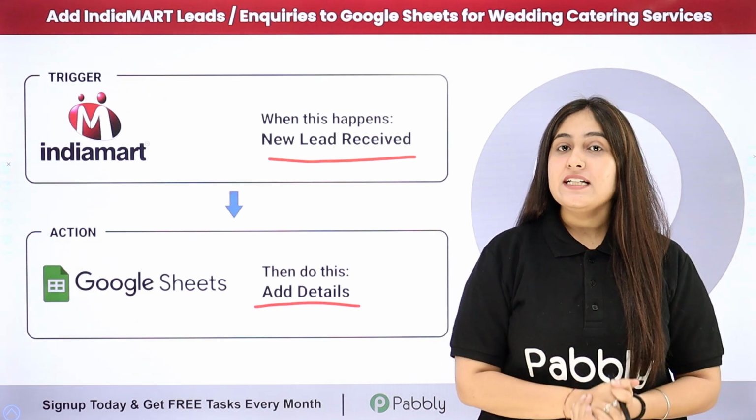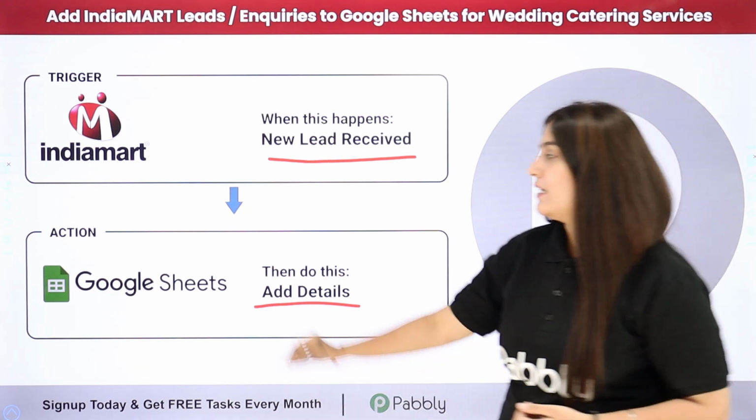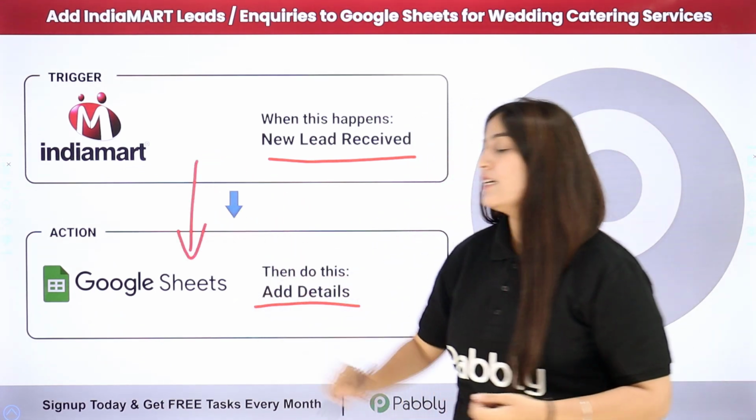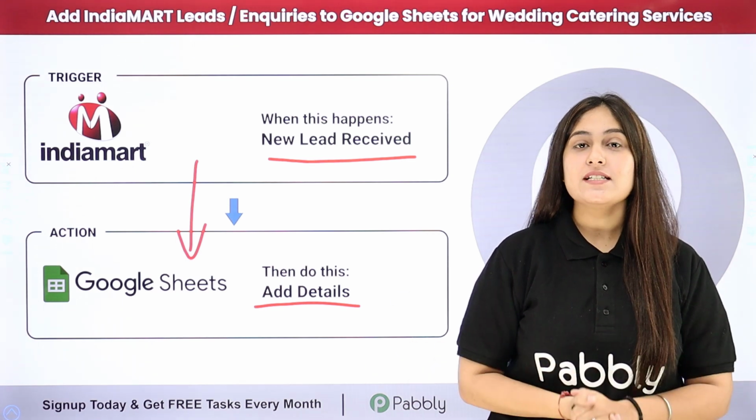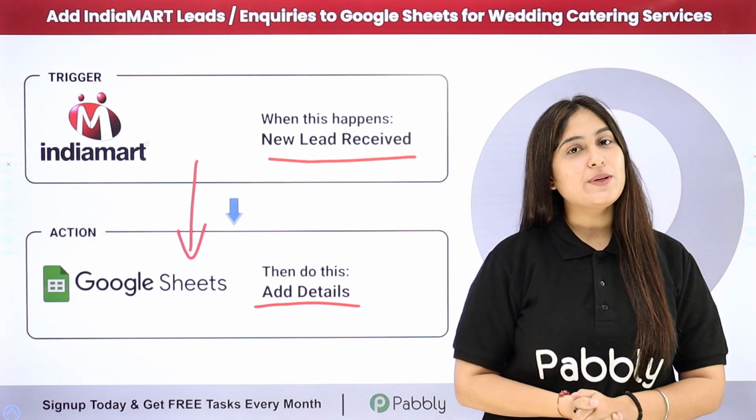So here to automate the entire process, I need to connect my IndiaMART with my Google Sheets using an automation software named as Pabbly Connect. So to learn this process step by step, let me take you to my screen.